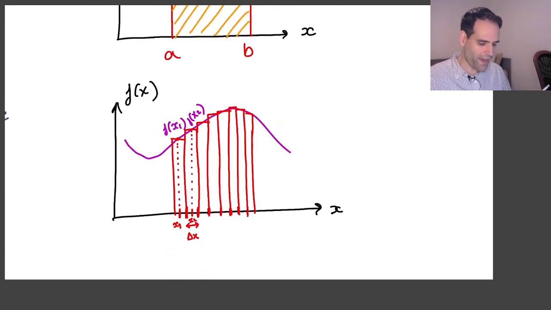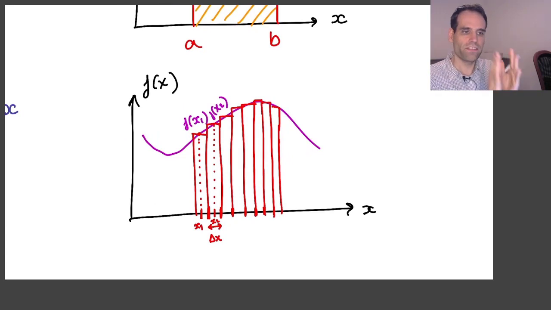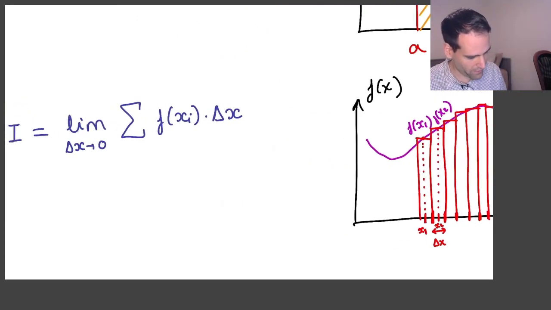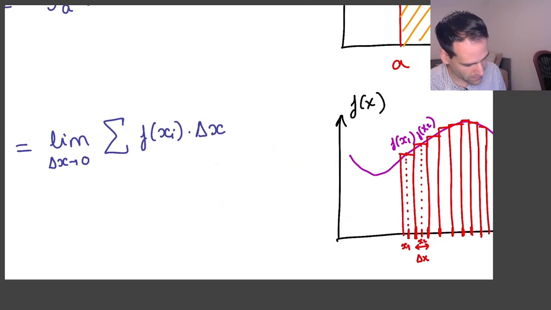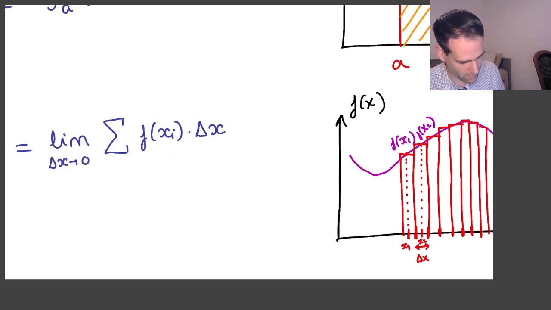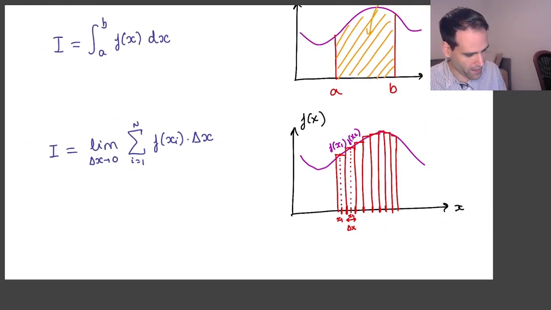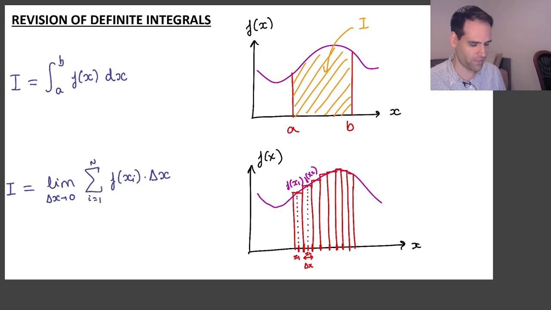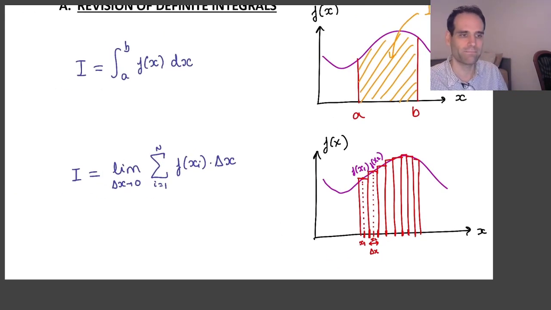Therefore, when we add up the area of these rectangles, and the area of the rectangle is the height, f of xi, multiplied by the width, delta x, and we add up for all of the rectangles, from i equals 1 to n, we get the area under the rectangles. And in the limit, when delta x goes to 0, these rectangles are made smaller and smaller, so eventually the rectangles perfectly match with the area under the curve. And that is how the integral is defined as a limit.